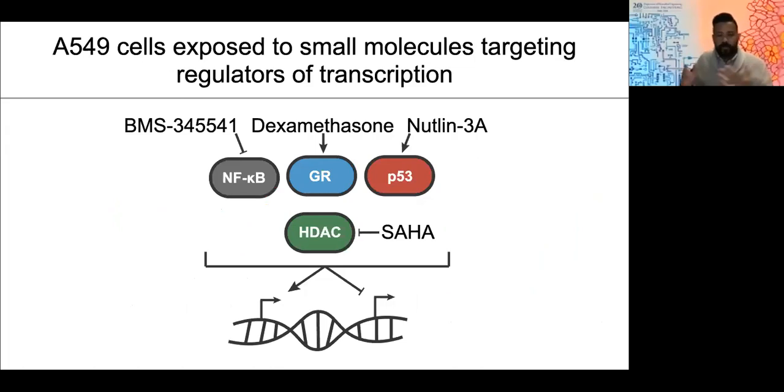Now, we first wanted to ensure that our approach could determine the effects of various compounds on cellular transcriptomes within one experiment. And to do this, we did a proof of concept experiment on A549 lung adenocarcinoma cells, and we exposed them to 4 small molecules that target regulators of transcription. So we know we should see a response, essentially. We chose an NF-kappa B inhibitor, a glucocorticoid receptor agonist, a p53 agonist, and an HDAC inhibitor.